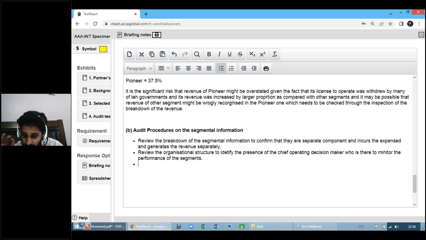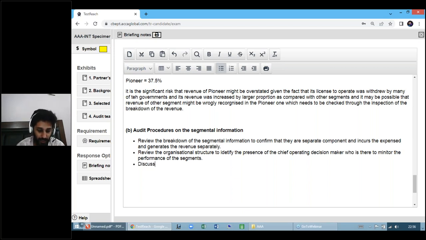You need to review the organizational structure. And one more important thing is that you should also discuss with the management how frequently the results are being reviewed by the chief operating decision maker, whether it is daily, monthly, weekly, quarterly, semi-annually, what? Because if it is being monitored closely and regularly, that is a very plus point for the segment to be called an operating segment.